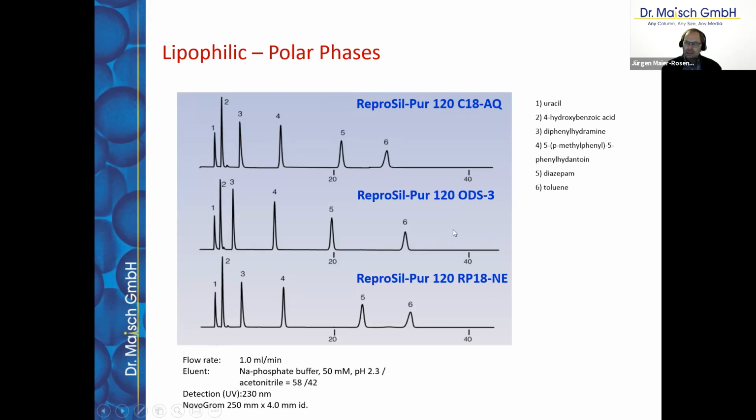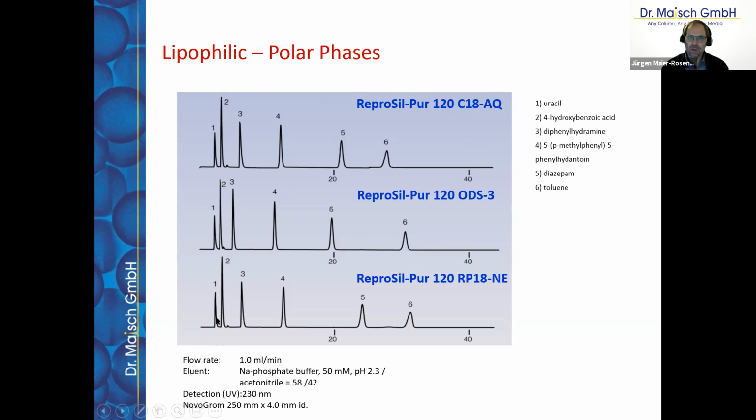And as we see here, we have, of course, different chromatograms. Let's look at the compounds which are in here. At first, we have uracil, that's a dead volume marker, and of course, it's at the same point for all 3 columns. And the second peak is a strong acidic compound, para-hydroxybenzoic acid.